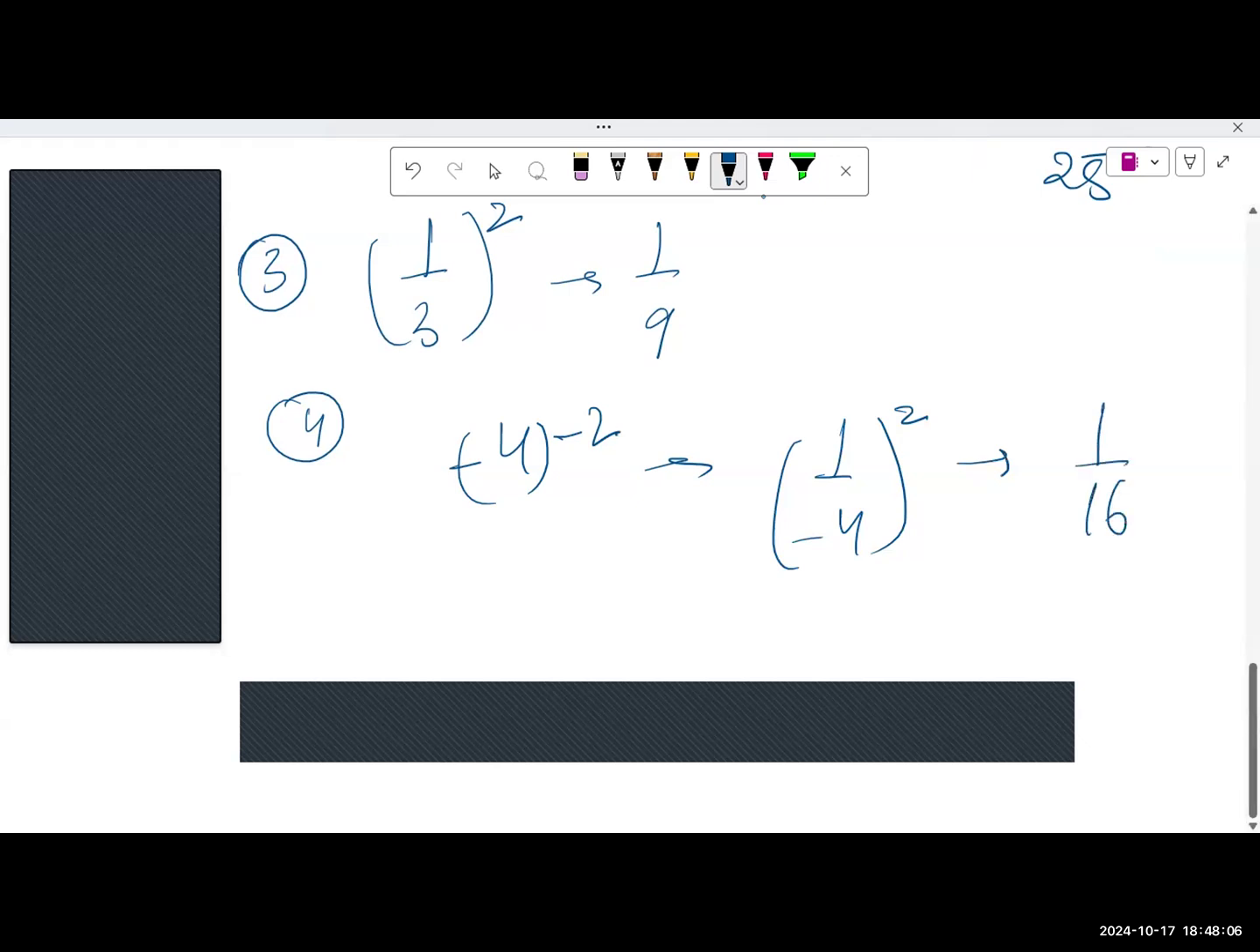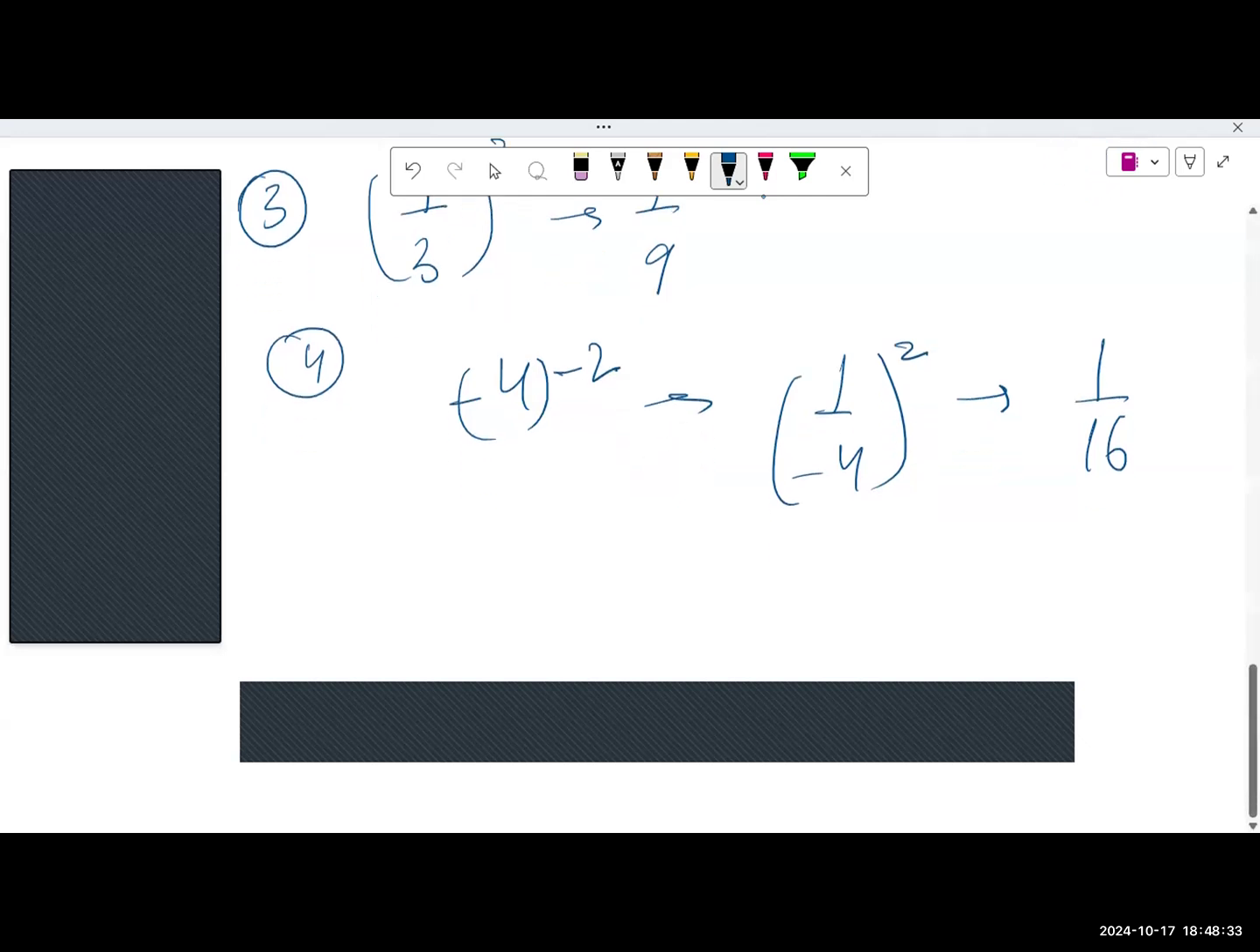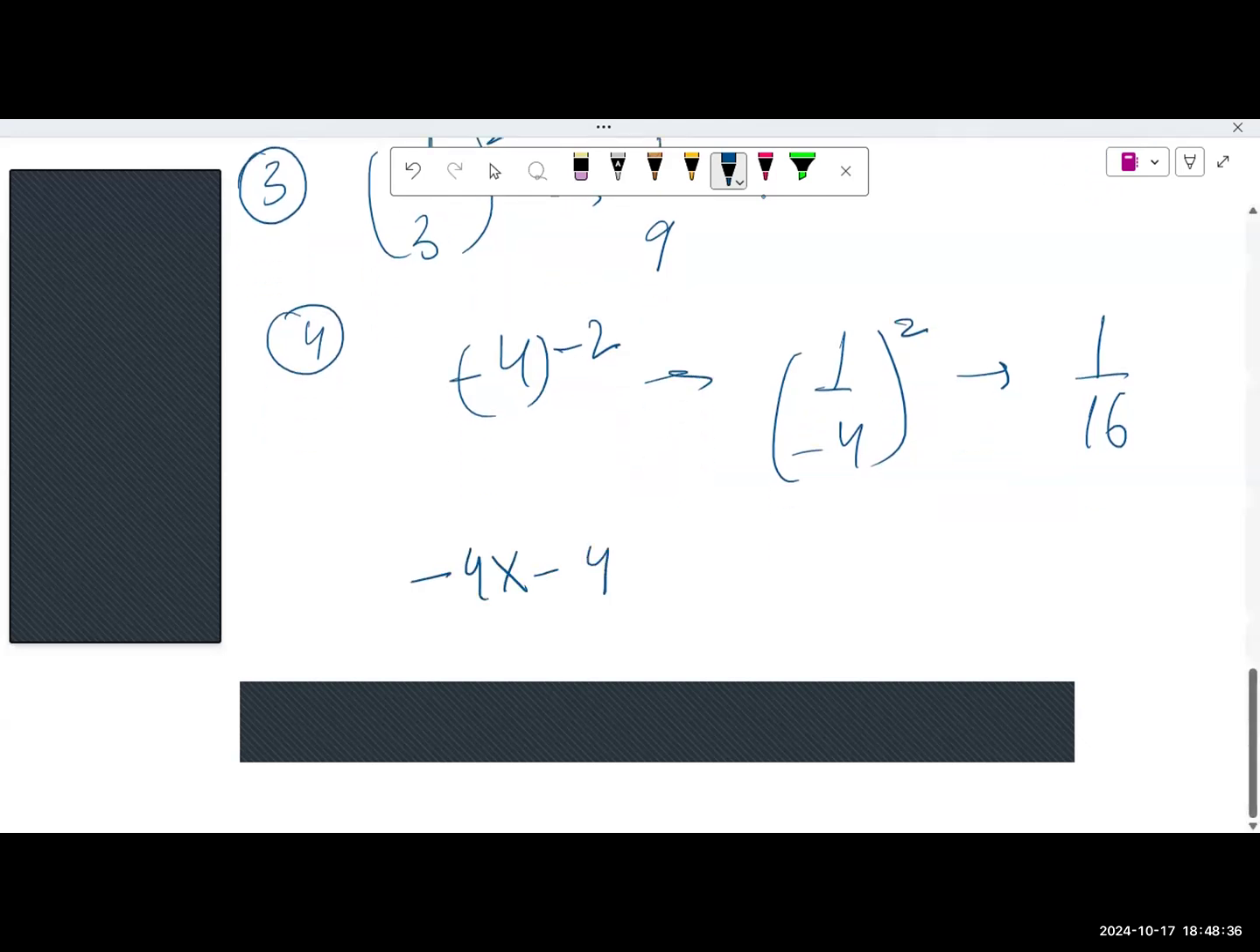Positive 16 or negative 16? Ma'am, it's negative 16. Minus 4 into minus 4. Let me ask, what is minus 4 into minus 4? Is it minus 16 or plus 16? Ma'am, minus 4 into minus 4 is plus 16.